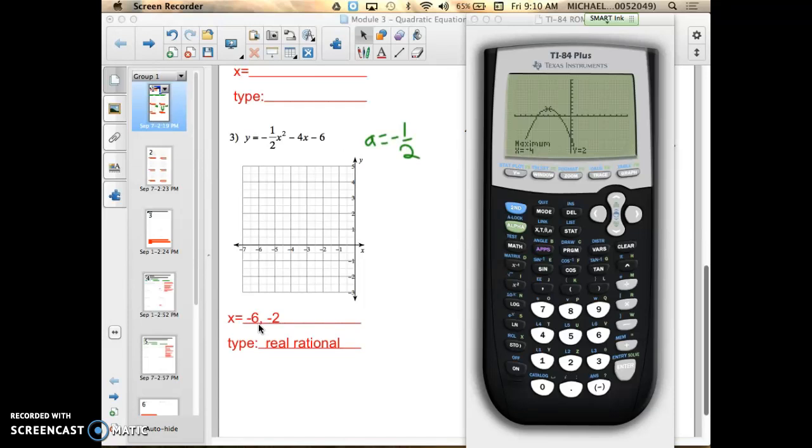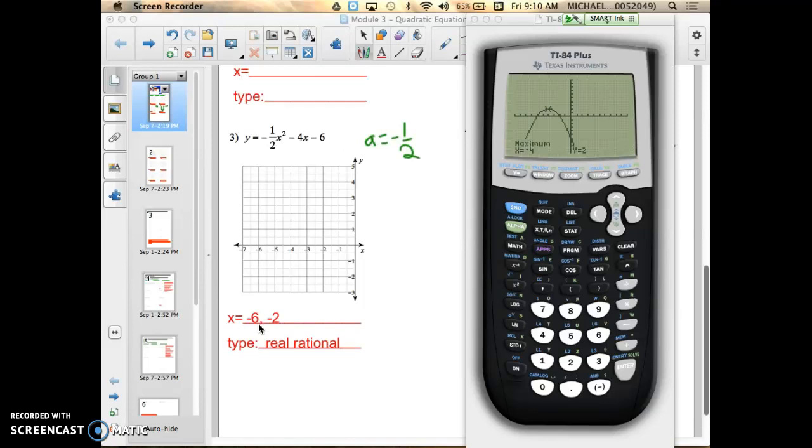So I wrote my answers, x equals -6 and -2, meaning they cross the x-axis at -6 and -2. And because they cross the x-axis, that means they are real. And because they cross at whole numbers, that means they're rational. So this type of solutions is real/rational. All right, and now I'm going to draw a rough sketch of it.